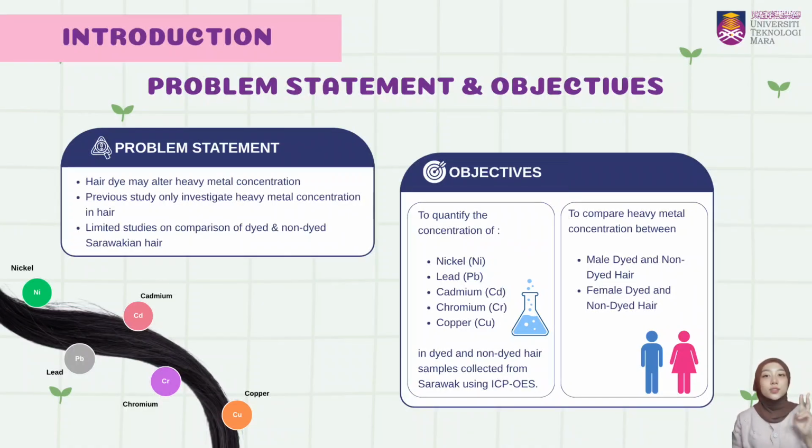So, this study has two main objectives. The first one was to quantify the concentration of selected 5 heavy metals, namely nickel, lead, cadmium, chromium, and copper, in both dye and non-dye Sarawakian hair using ICP-OES. The second objective was to compare heavy metal concentration between dye and non-dye hair as well as between male and female participants.